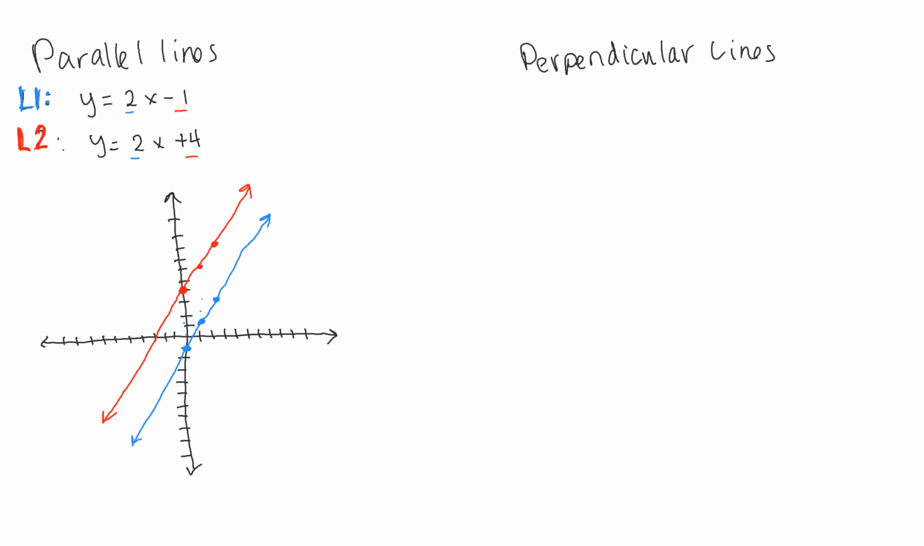We'll do the same thing. Line 1 we'll do in blue. So let's say that the first equation is y equals 3x minus 1. Second equation we'll do in red, and we'll say that the second equation is y equals -1/3 x plus 2.